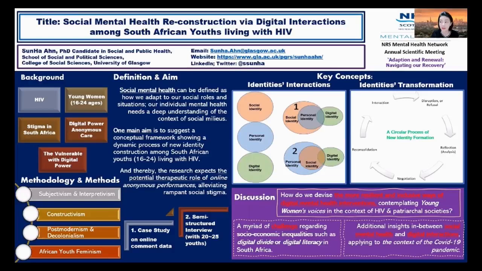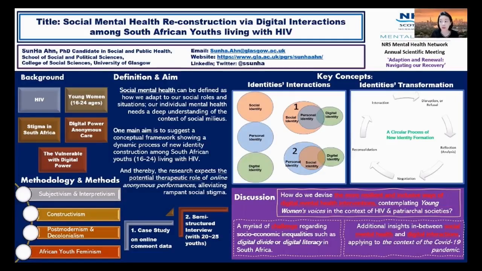In this sense, this study would like to draw your attention to understanding more of why social mental health is needed for our individual effort and solidarity, not only in the physical but also the digital world. Then what is the digital power? Why is it important for vulnerable groups?